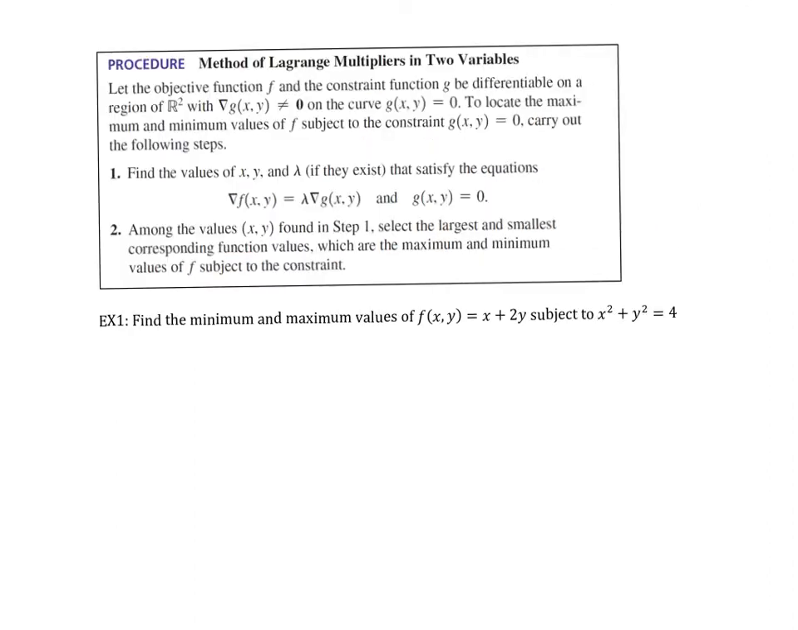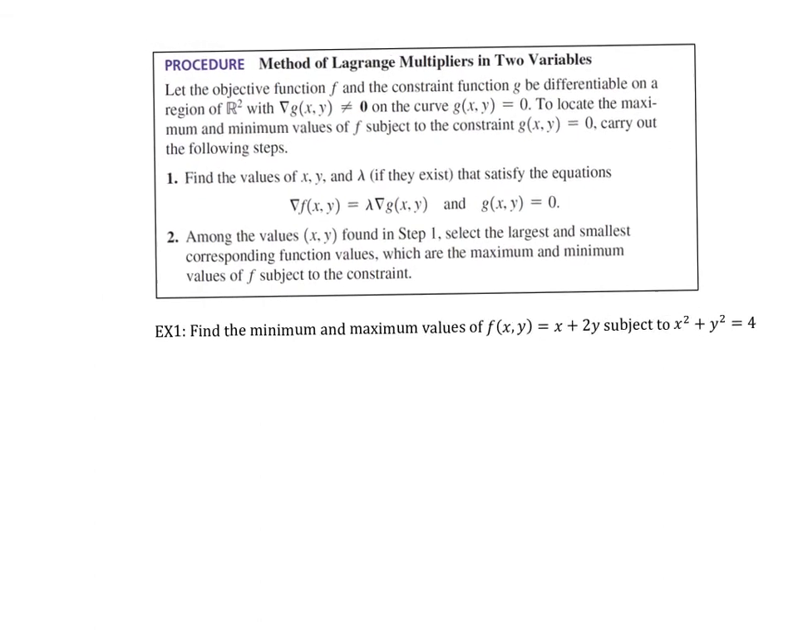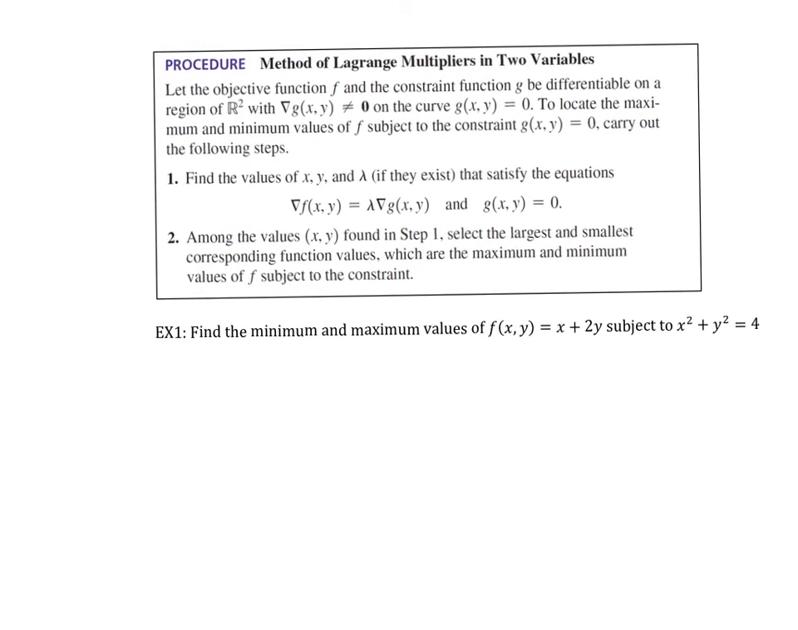So that's a bunch of words. Let's see how we find these min and max values. Well, the first thing we want to do is compute our gradient vectors. And then we look at 1. Find values of x, y, and lambda, if they exist. They may not exist. Remember, we're solving an equation. Sometimes there's no solution that satisfies these equations.